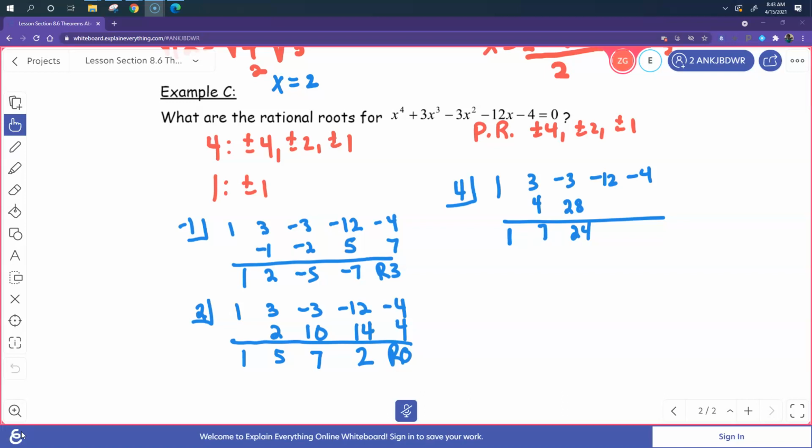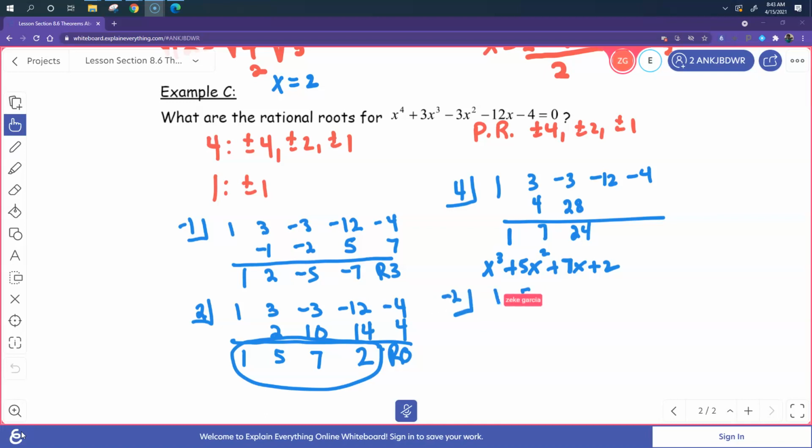I'd like to focus our attention on this polynomial. I'm going to rewrite it. We have x to the third plus 5x squared plus 7x plus 2. Here I have a 2 and I have a 1. So the only thing I have to check is either 2 or negative 2. So let me go ahead and try negative 2.